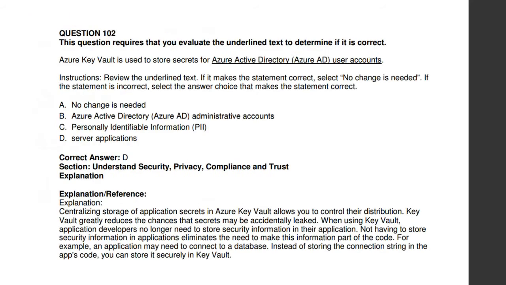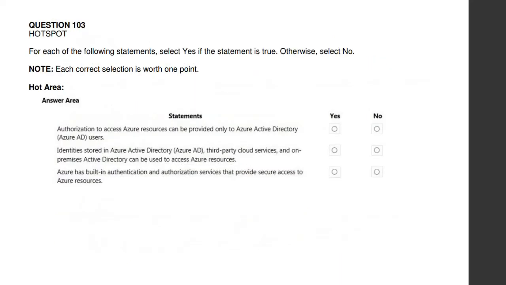Okay, moving to the next question, 102. This question requests that you evaluate the underlying test, so you know how this pattern of questions will come in your exam. Azure Key Vault is used to store secrets for. There are multiple options: Azure Active Directory user accounts, Azure Active Directory administrative accounts, personally identifiable information, and server application. Azure Key Vault is mainly used for server applications, it stores secrets of server applications. So the answer is D. Make sure that you answer it properly.